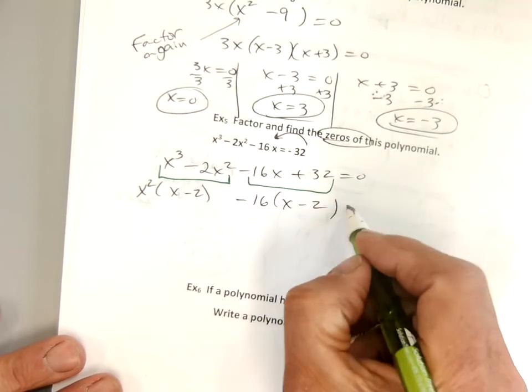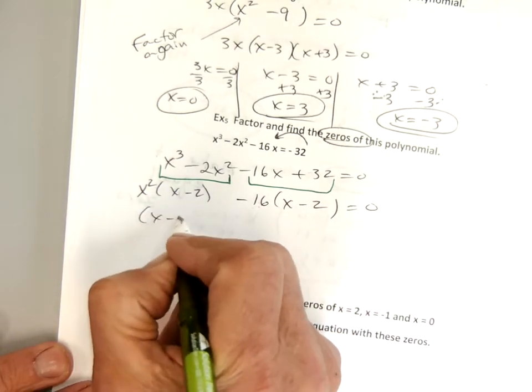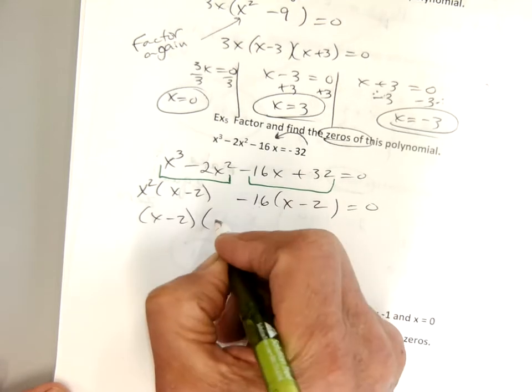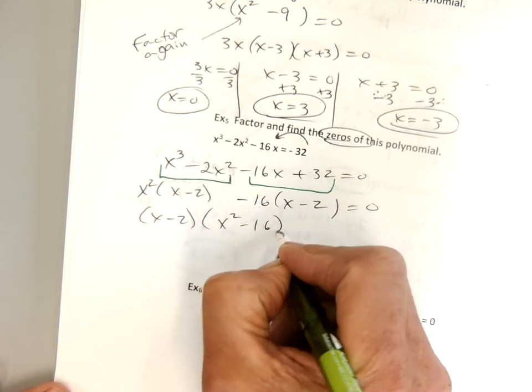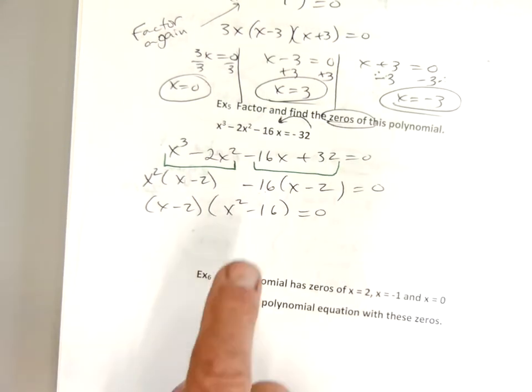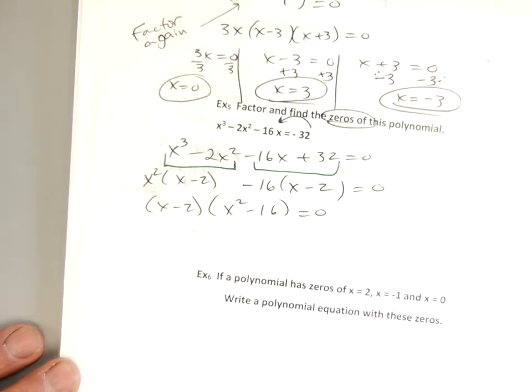Now, one more step. What do they have in common? An x minus 2. What's left over? X squared minus 16. Now, we need 3 mini equations, right? But I think this will factor again. Won't that factor again?